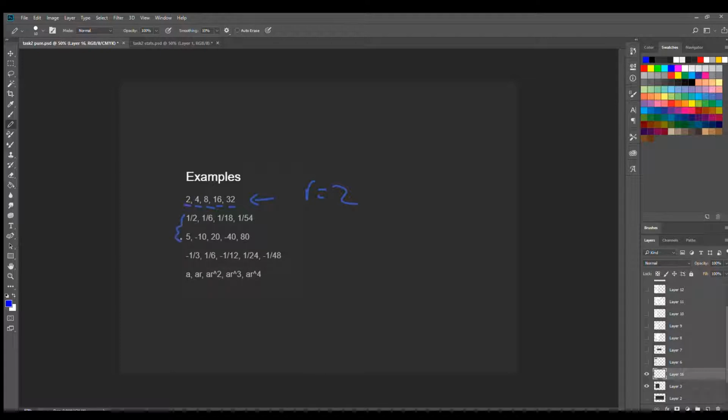For example, it's these two, where this one is r equals a third, and for this one it will be r equals negative 2. You find this by dividing the second number by the one before. So 1 over 6 divided by minus a third equals minus a half, and that would be the common ratio. You could get some geometric sequences where they're unknown, so a would be the first term and r is the common ratio.